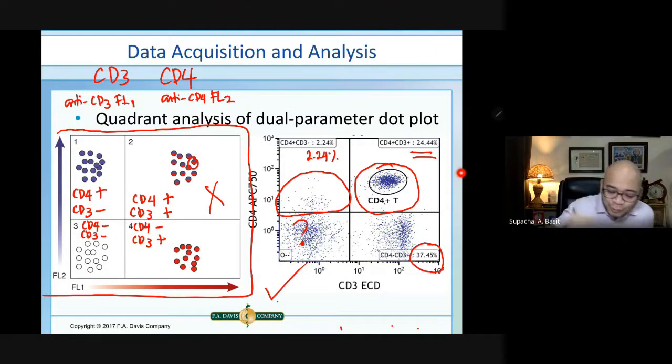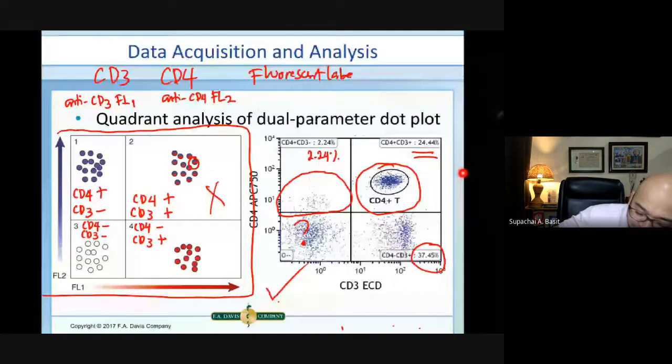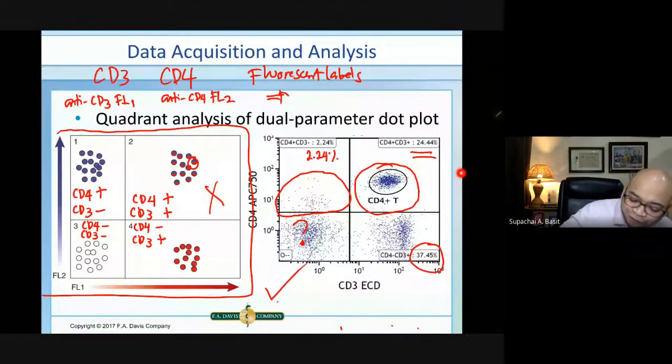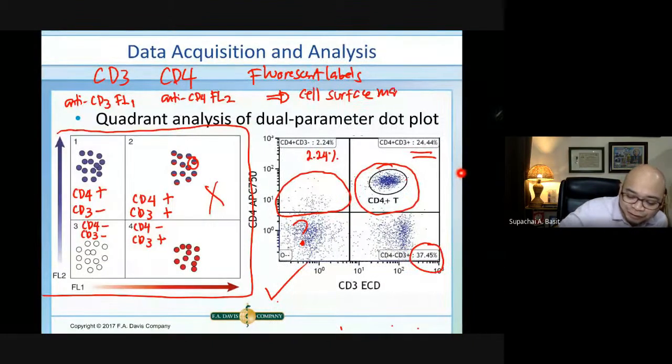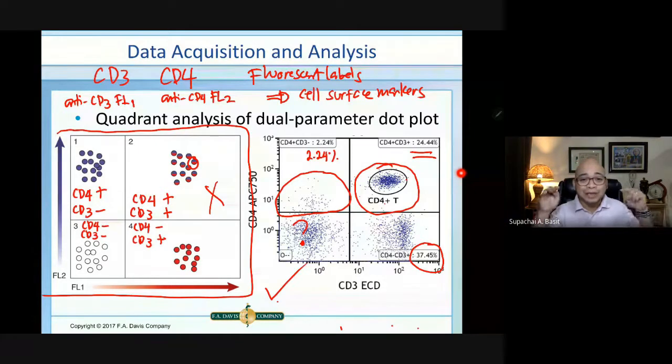Okay, so question, when do we use fluorescent label? We are using fluorescent label if we want to study cell surface markers, such as, for example, in this particular picture, our examples are CD4 and CD3.